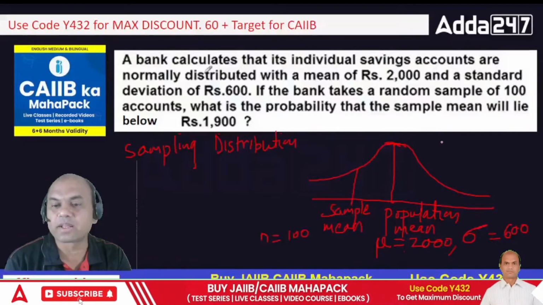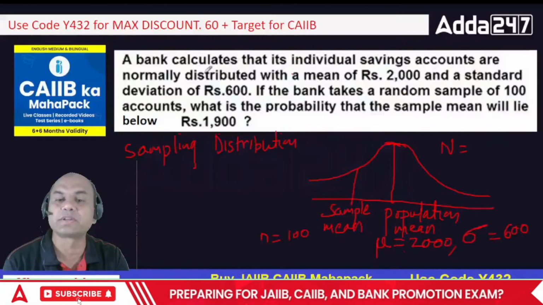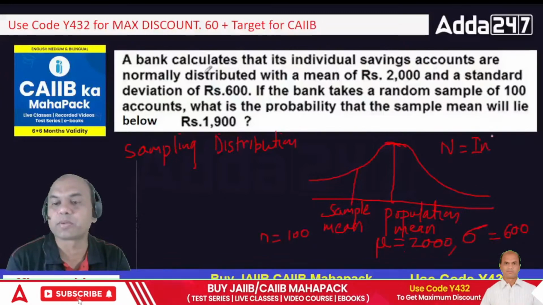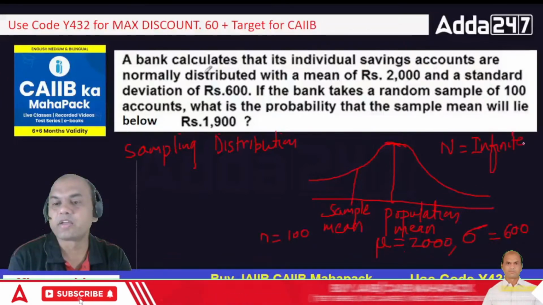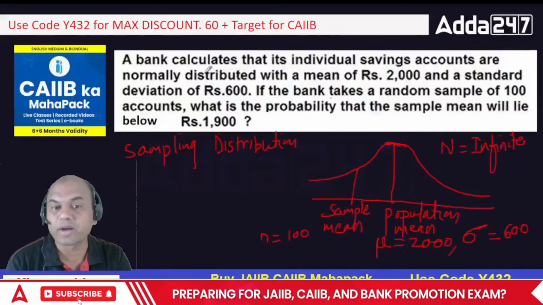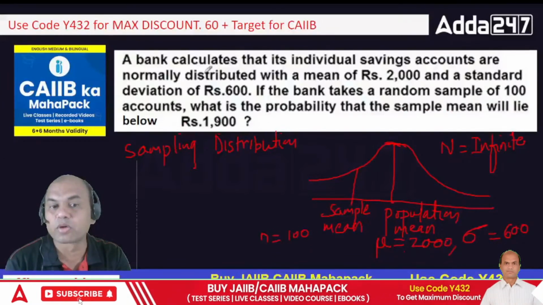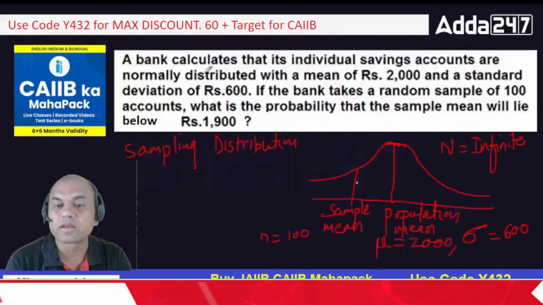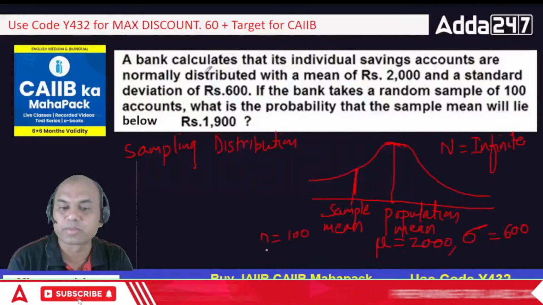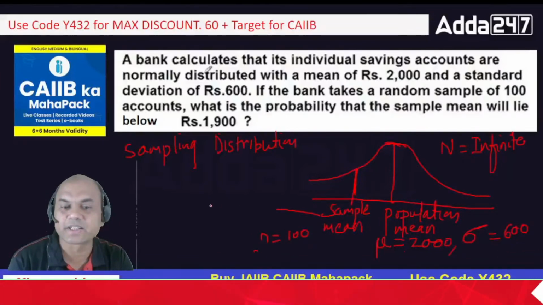When do you have capital N over here? Can anyone give me the figure of capital N? How many total savings accounts are there? You don't have it. So this is an infinite population. Got it, everyone? So n equals 100, and what is required? The probability that the sample mean will lie below rupees 1900. So I want below 1900. This 1900 over here is in rupees. This is called X bar, this part. This part is known as X bar.